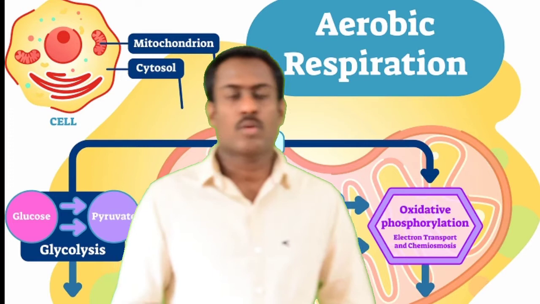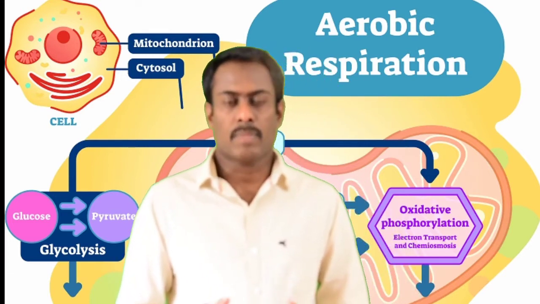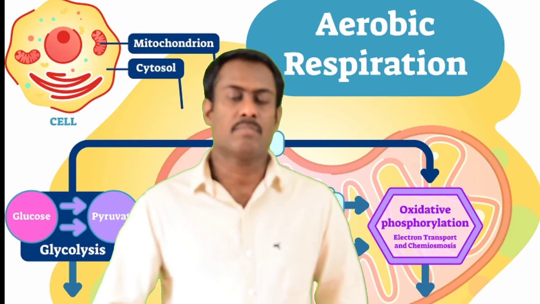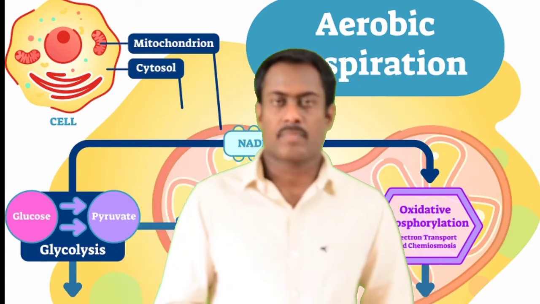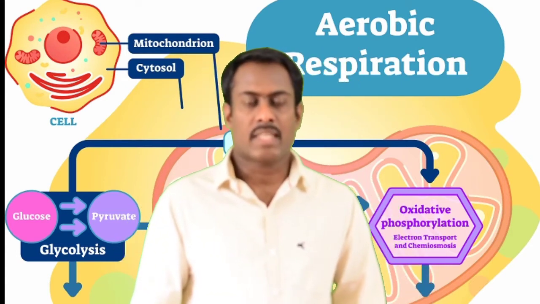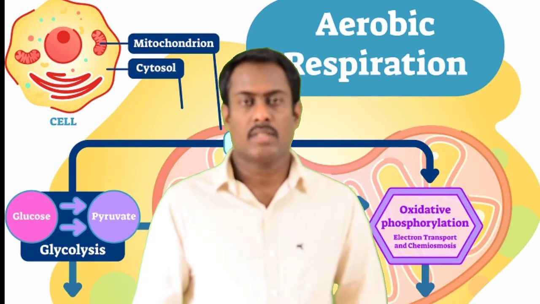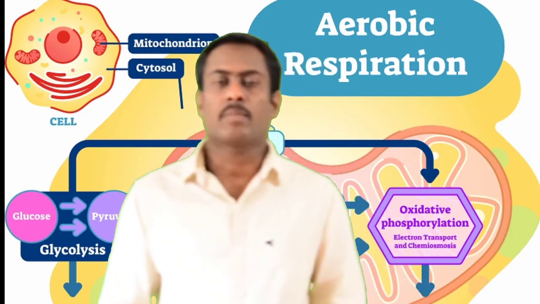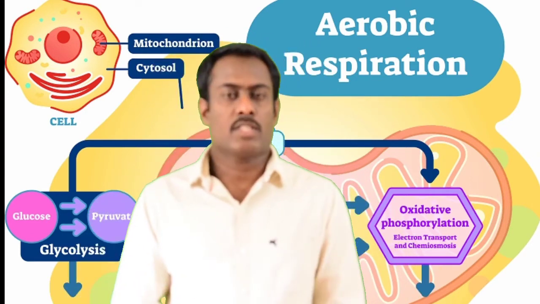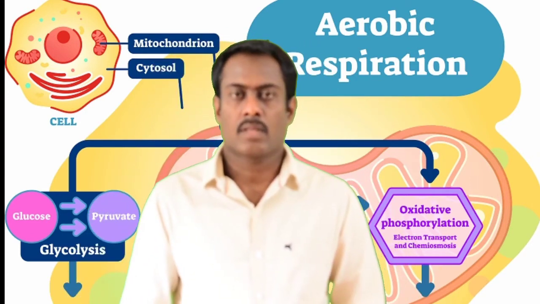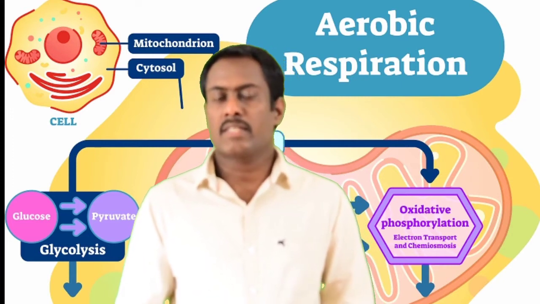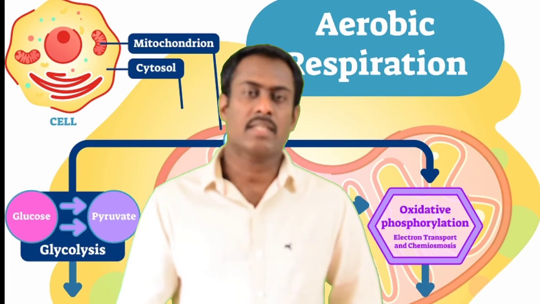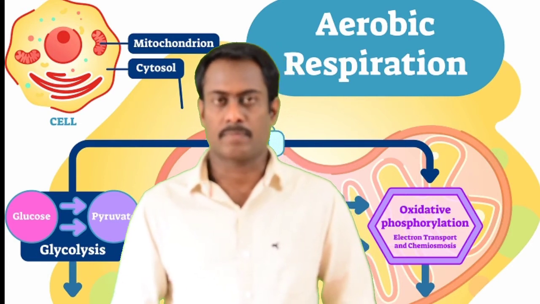The breaking down of pyruvate in the presence of oxygen takes place in the mitochondria. This process converts the 3-carbon pyruvate into carbon dioxide molecules. The other product is water. This is called aerobic respiration, and the energy released during this process is a lot greater than the energy released by anaerobic respiration.